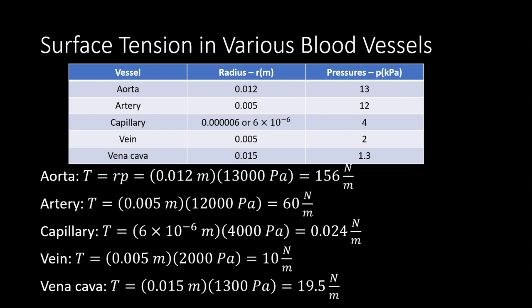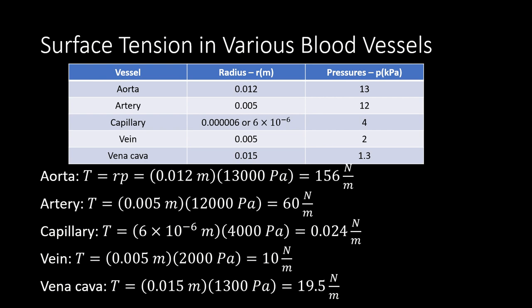Or 156 newtons per meter of tension. For the artery, we're going to have 0.005 meters for the radius times 12,000 pascals, or 12 kilopascals multiplied by 1,000. And that would give us 60 newtons per meter. For the capillaries, that's going to be around 0.024 newton per meter. For the vein, the tension can be on average around 10 newtons per meter. And for the vena cava, they can get around 19.5 newtons per meter.